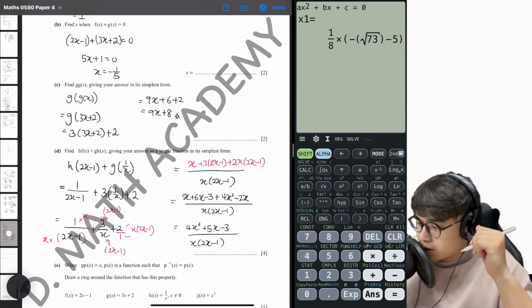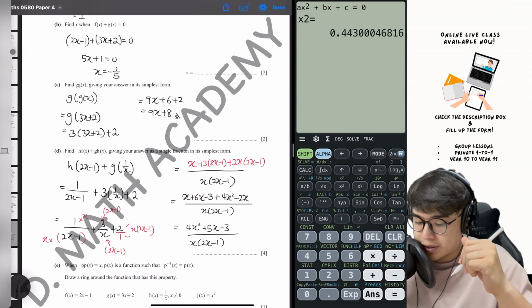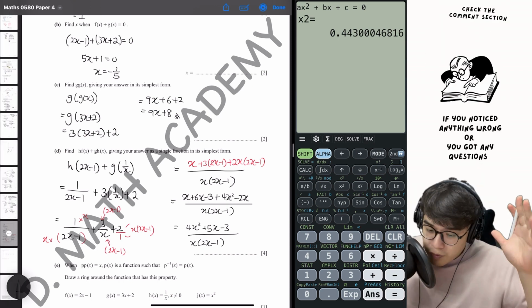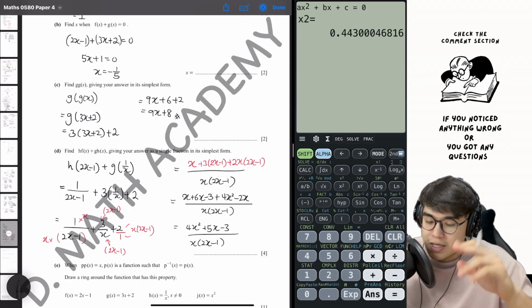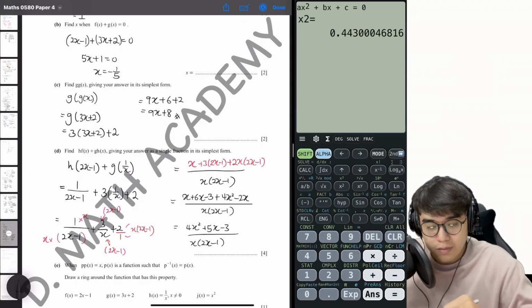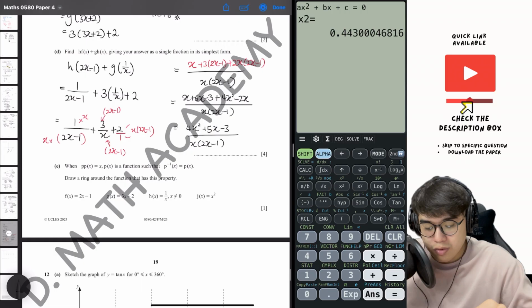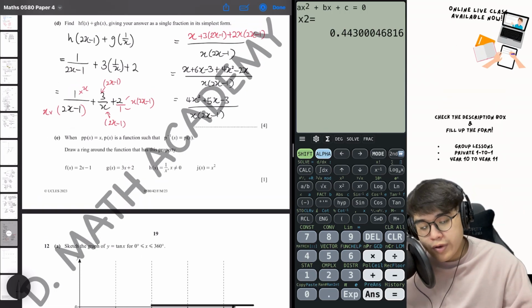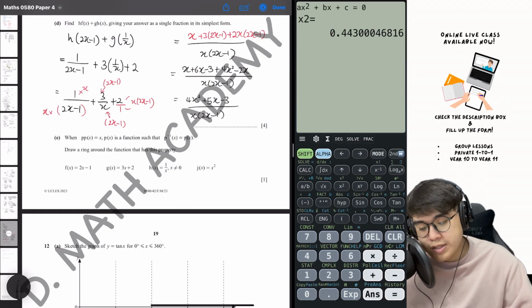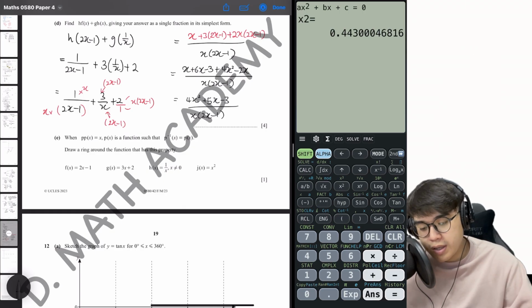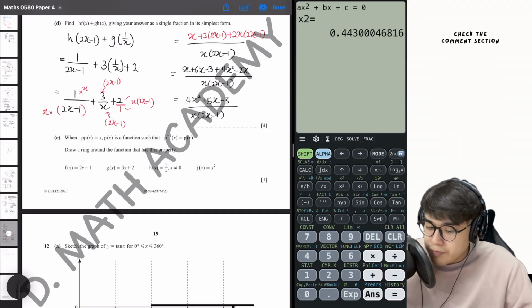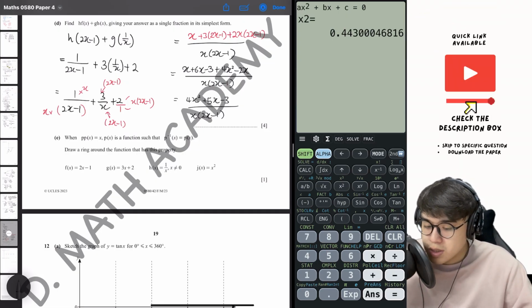Okay, although they can be factorized, but then it's not in the bracket form. So there's no need to factorize it, just leave it as it is, then you're done. Okay, moving on to the last part here in the function question. We have p bracket px equals to x, p inverse equals to px. Draw a ring around the function that has these properties.